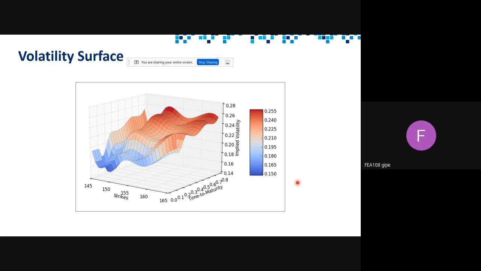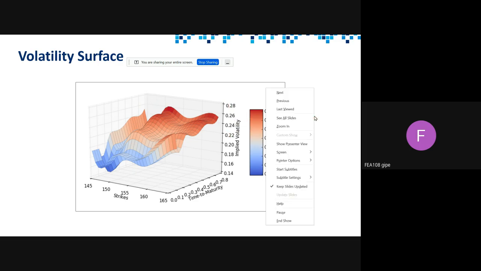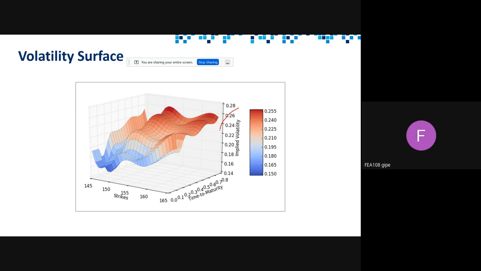We talked about implied vols, right? So this axis over here is the implied volatility. I already gave you an exercise that, given the realized volatility and the option price, you calculate the implied volatility. So this is also generated in Python, by the way.